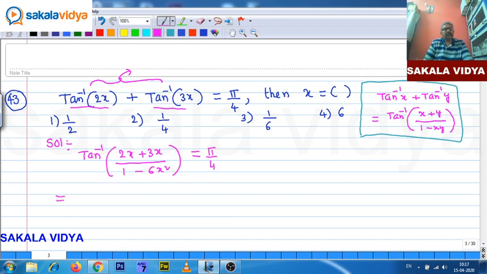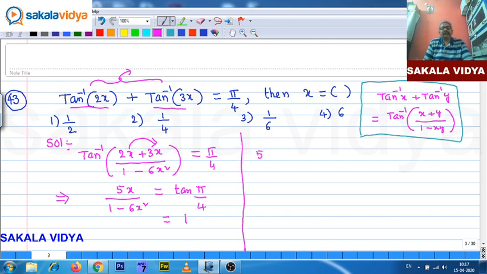So this implies we can write 3x plus 2x is 5x, 5x by 1 minus 6x square equals tan pi by 4. All these steps we can write directly, but for your sake I need to write all these steps. So this equals tan 45, which is 1. Now the cross multiplication takes place. So 5x equals 1 minus 6x square. So this can be written as 6x square plus 5x minus 1 equals 0.